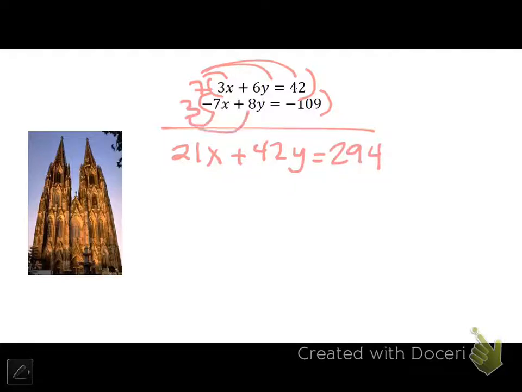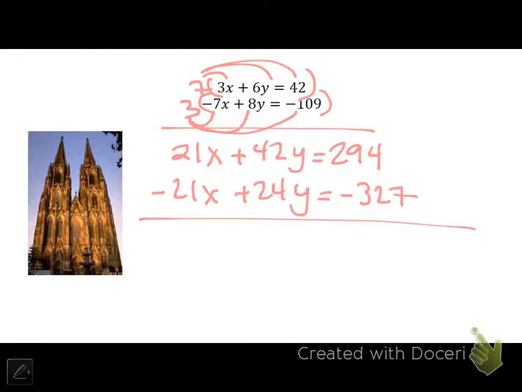Now we got to do our 3. 3 times negative 7x, negative 21x. 3 times 8y is 24y. 3 times negative 109 is negative 327. So now when we add down, our x's will cancel here. 42y plus 24y should give me 66y. 294 plus negative 327 gives me negative 33.